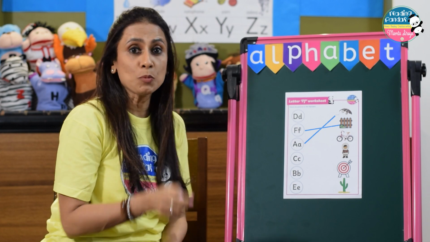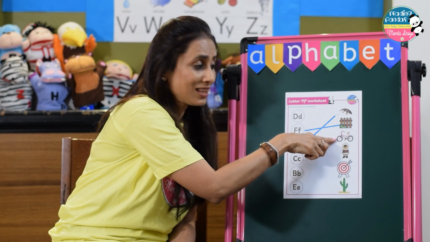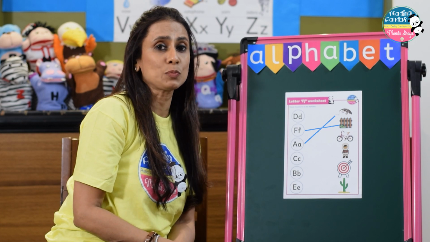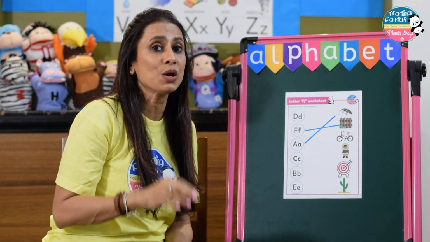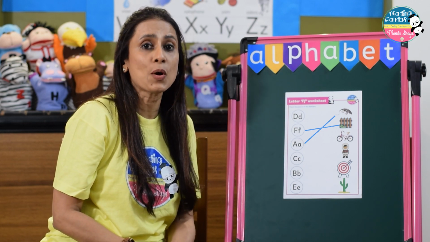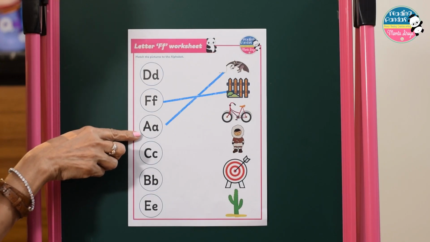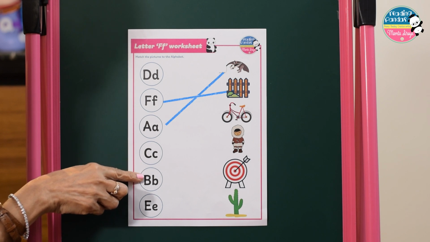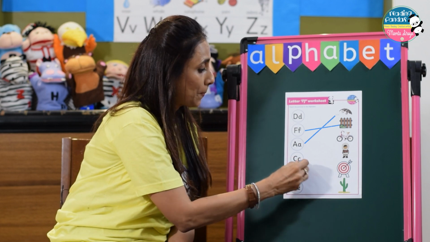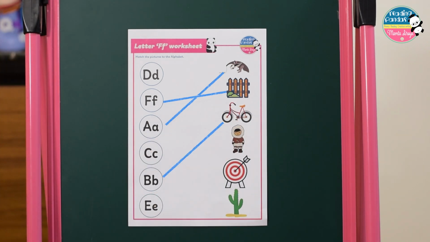Lovely. And now moving on to the next picture. What is this? We all love riding this. It's a bicycle. And bicycle begins with which sound? It's B. Yes, it's B for bicycle. And where is the letter B? Let's go hunting. Oh, stop. It's here. So let's match this B to the bicycle.